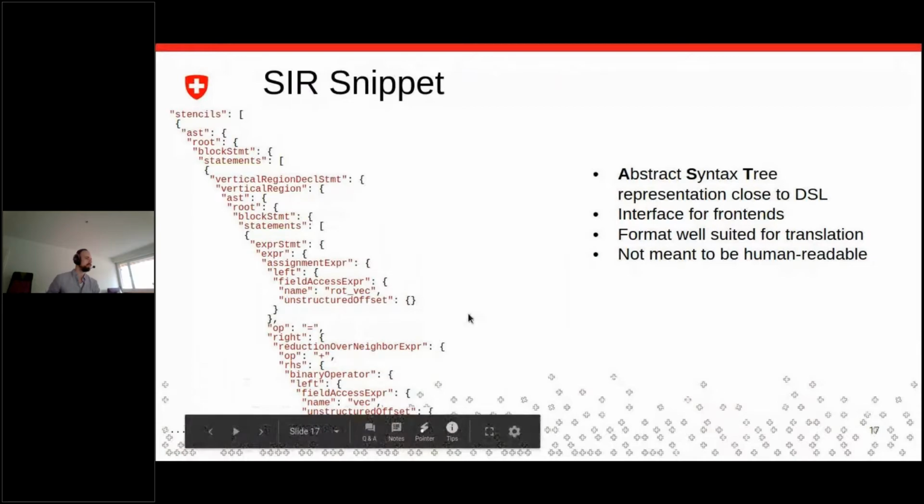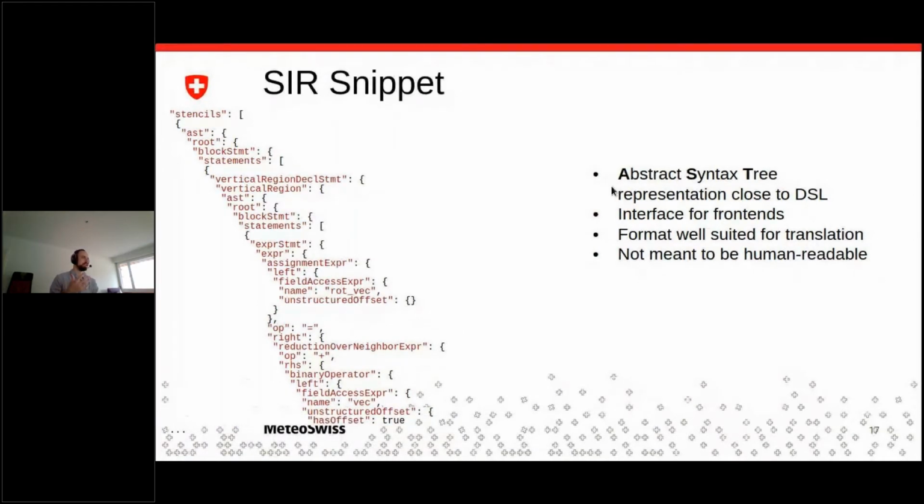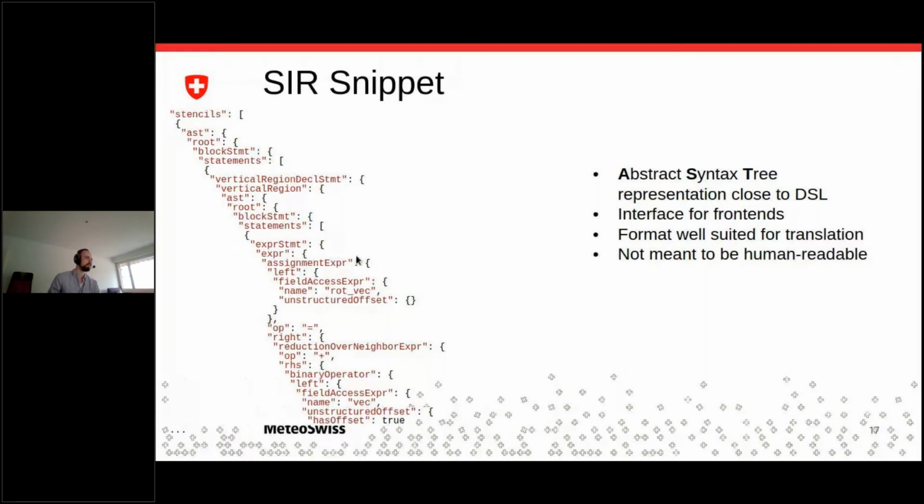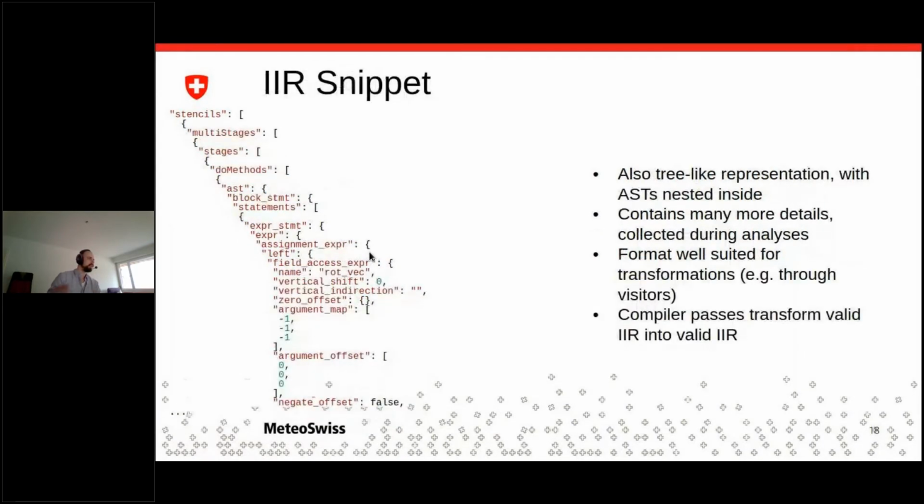So next, we can have a look at the actual SIR. SIR is an abstract syntax tree. It's fairly close to the DSL level, so it's a higher level IR, fairly close to the stencil language. It's an interface for different front ends. This format is well suited for translation, and it's not really targeting humans. This is meant for translation.